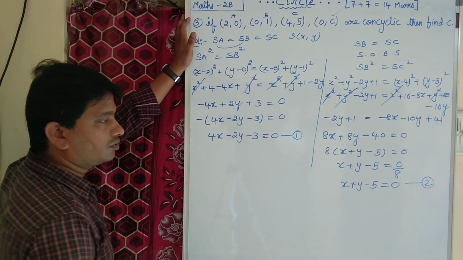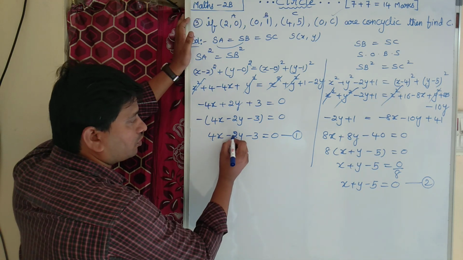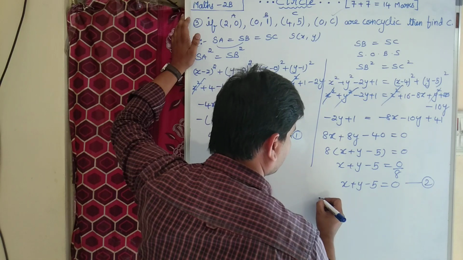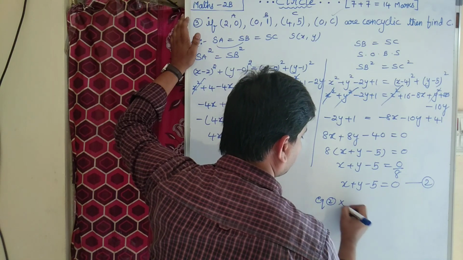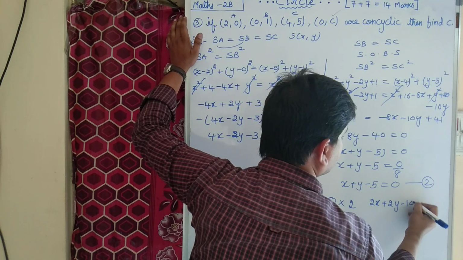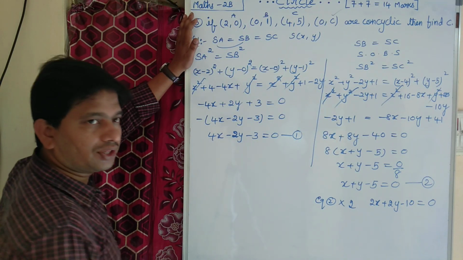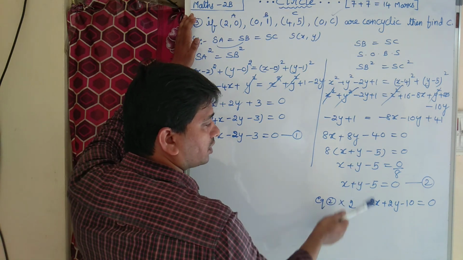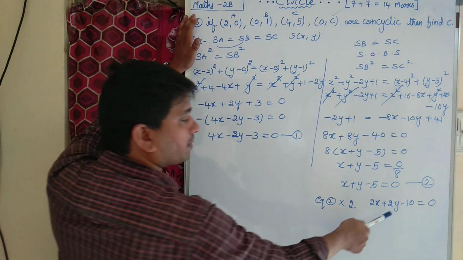So what I want to do, here the y coefficient is -2 as well as the y coefficient here is 1. Let me multiply equation number 2 by 2. So 2x plus 2y minus 10 equal to 0. Why did we multiply? Because here the y coefficient is -2, and here the y coefficient is 1. In order to equate the y coefficient, we multiplied by 2.